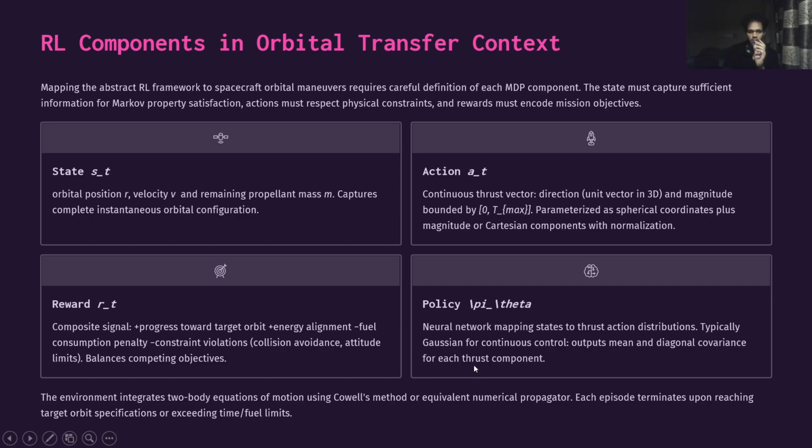And then policy. Policy is the model, we could consider it the brain of a project. It's basically a neural network mapping states to thrust action distributions. So all the parameters in those neural networks are modified and changed by this reward. So we define the state, action, reward, and policy, everything.